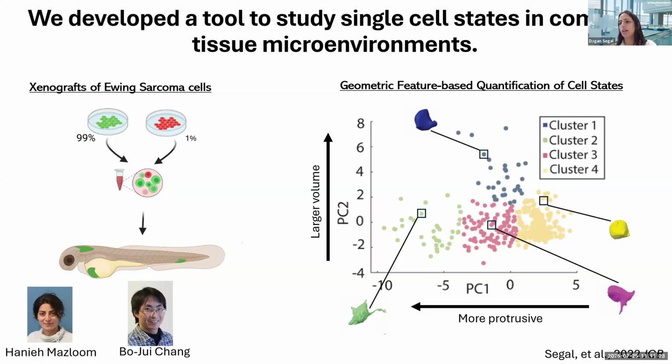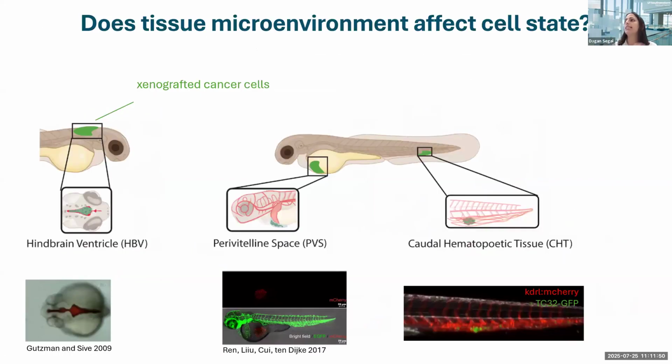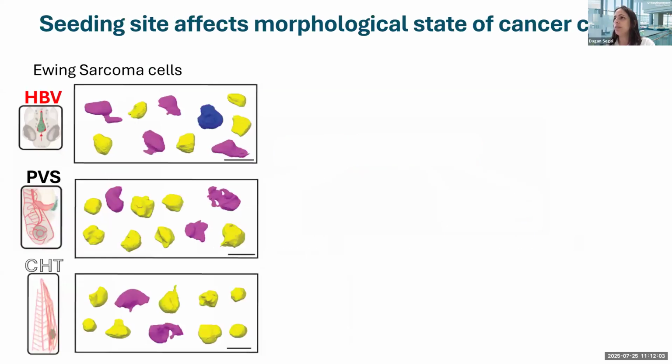And this work was a collaboration with Hanya, who developed the computational pipeline, and Bo Ray, who developed some of the optics. And it's been a really fun project. And it's actually proved quite fruitful in finding differences in cell states as a function of various aspects of interest. For example, we could ask how the different tissue microenvironments affect cell states by comparing the different seeding sites I mentioned earlier, namely the hindbrain ventricle, the paravidulum space, and the caudal hematopoietic tissue.